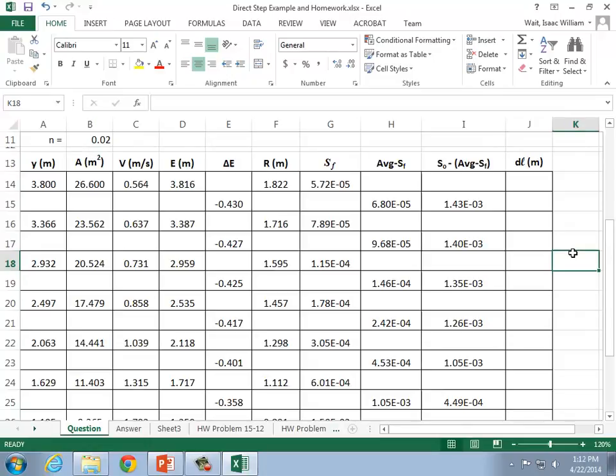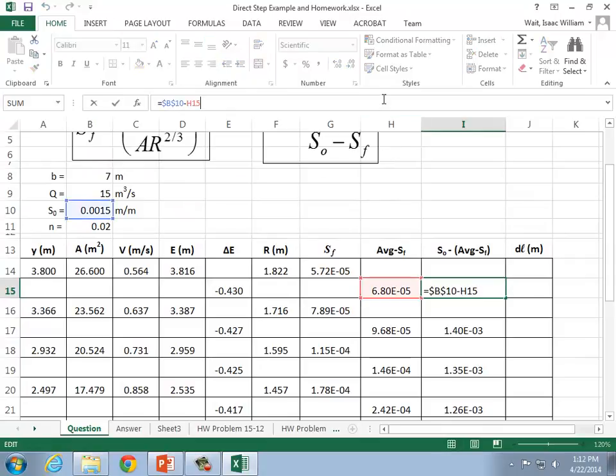That's right, yep. I anchored that reference up here. It's this one minus that one. Oh, okay, so this one. Yep. You can just drag that down.